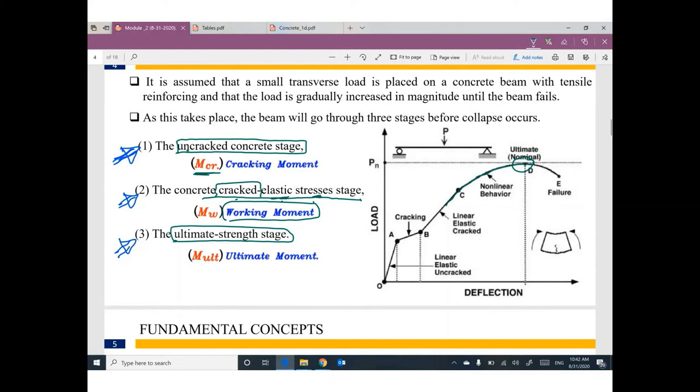So we have three different loading levels. M crack: the whole cross section is still working, concrete is okay. But if the applied load increased a little bit, the concrete cracked, but the stress in steel reinforcement is still within the elastic range. So we have M working moment. If the applied load increased more and more, we reach the ultimate strength of material at the highest point, and then we can call it ultimate moment. Any questions so far?